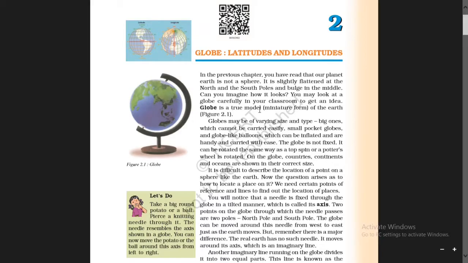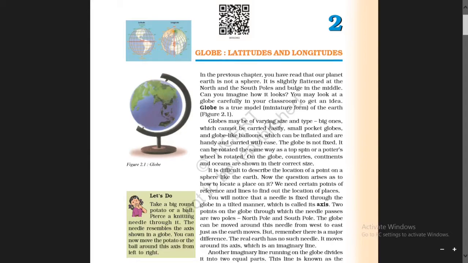Globe is a true miniature model of the earth. It is the true model of the earth made by man, to show the shape of the earth and latitudes and longitudes. So see the figure which is given on this page, figure 2.1, Globe.